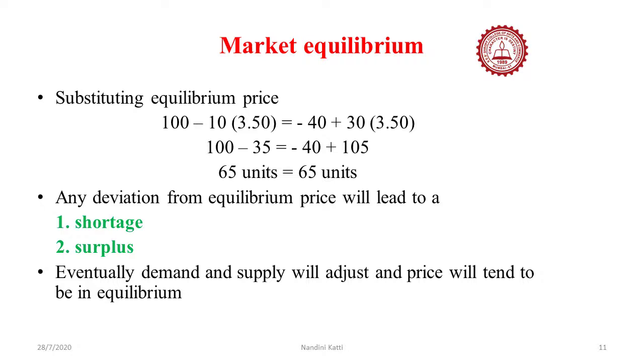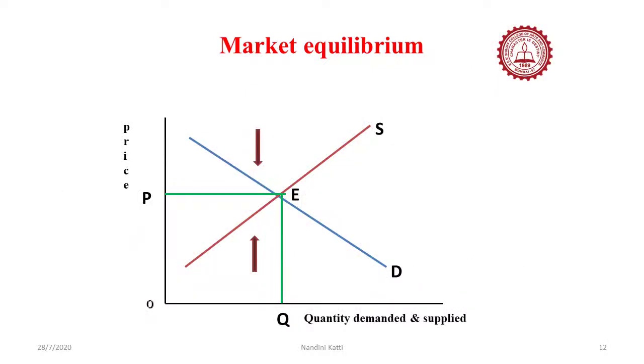Any deviation from the equilibrium price will lead to either a shortage or a surplus, and eventually demand and supply will adjust to each other at the given equilibrium price. And finally, in terms of a diagram, what we have is a downward sloping demand curve and an upward sloping supply curve. The higgling and haggling of the prices will eventually help demand and supply settle down at an equilibrium price of P, and quantity demanded and supplied will settle at OQ.